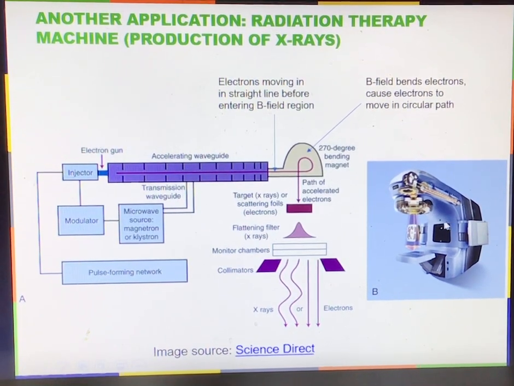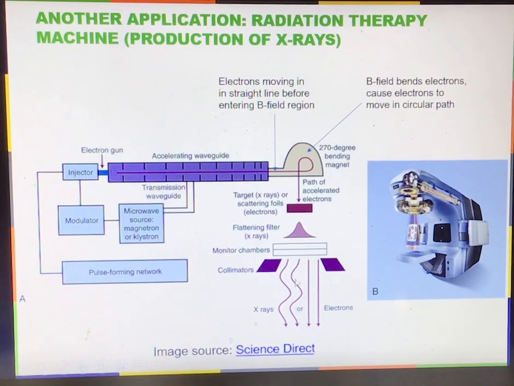The picture that you see on the right here is a real X-ray machine. This is called an X-ray machine. So it uses a magnetic field to generate X-rays.